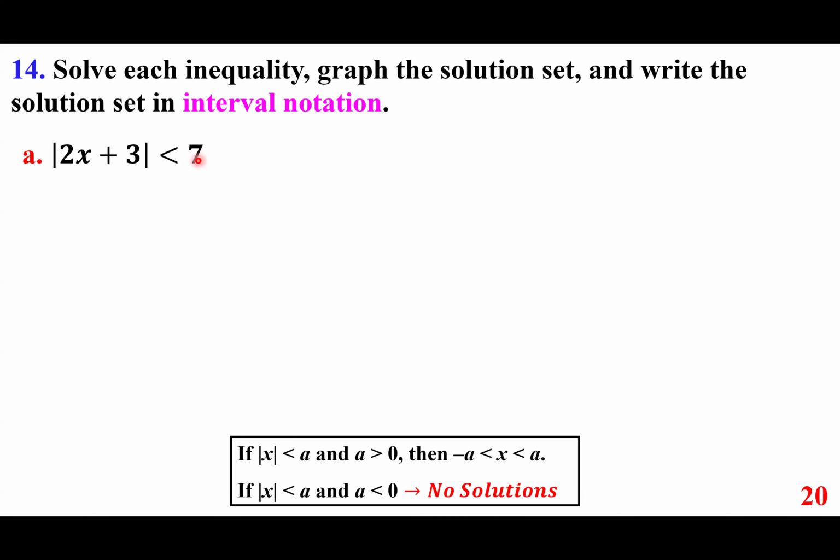In other words, let's assume this was minus 7. How could the absolute value be less than a negative number? Worst case scenario is 0, so that's out. Now, because it's 7, you're going to sandwich it between negative and positive 7.